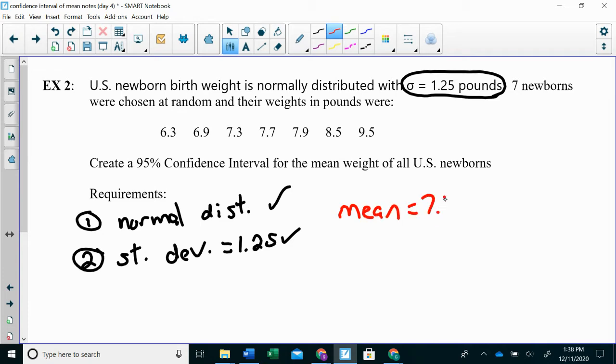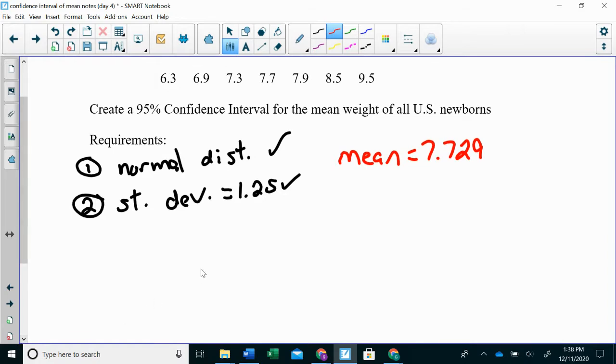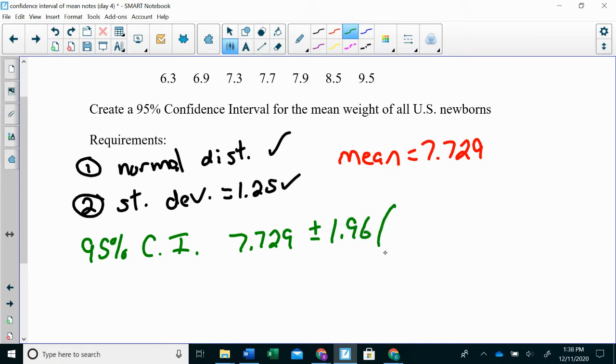Our mean equals 7.729. I have everything I need to now create this 95% confidence interval about the mean. So my formula for the 95% confidence interval is the mean, 7.729, plus or minus, for 95%, I'm using my factor 1.96 times the standard deviation 1.25 divided by the square root of the sample size.